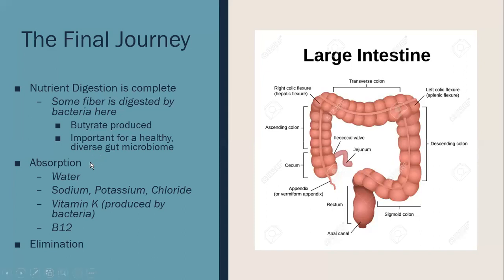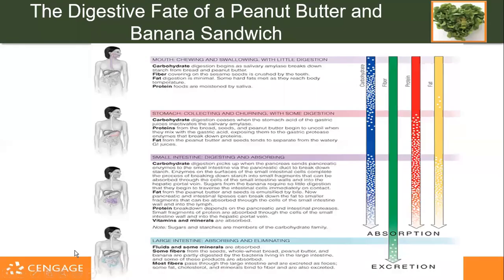In terms of absorption in the colon, we have a large amount of water absorption occurring here, as well as some of our minerals: sodium, potassium, chloride. Vitamin K is also produced by the colon, so we're able to take some of that in, as well as B12. And that makes sense because B12 is one of our water solubles. Finally, at the end of this process, we'll see elimination from the colon.